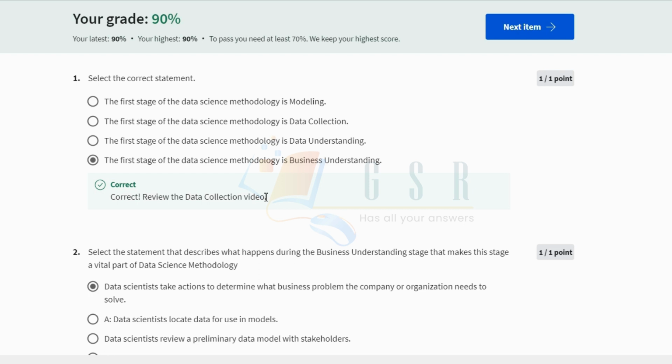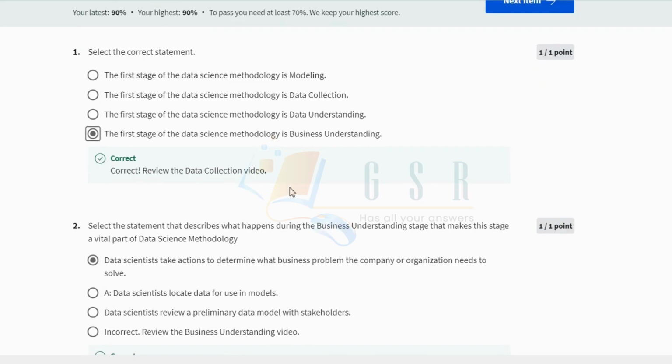So the first question is: select the correct statement. We have several options here about data understanding, data collection and modeling. Out of all of these, the correct answer is: the first stage of data science methodology is business understanding. That is absolutely right. We have to understand the business, what it is and how things are going inside. That's how you're going to analyze it and perform some action on it.